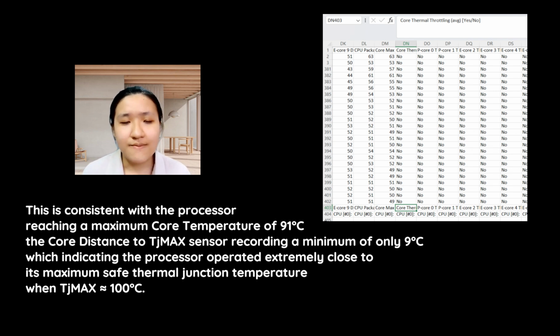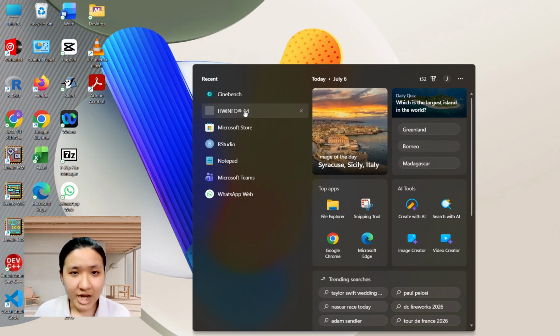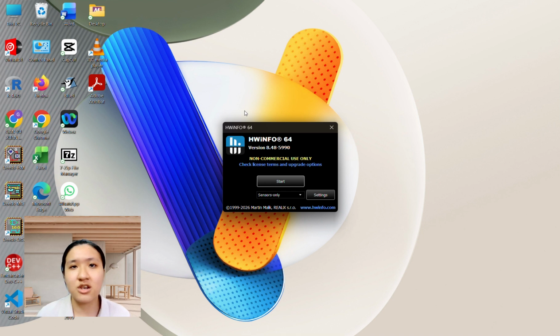100 degrees Celsius. Finally, peak CPU package power consumption reached 29.996 watts, approximately 30 watts, confirming the processor was operating near its thermal design power limit during the multi-core workload. This combination of near maximum power draw, near TJ max temperature, and the intermittent throttling events clearly demonstrates pipeline saturation behavior. For workload B, I reconfigure the monitoring to focus on individual CPU core temperatures and clock frequencies.